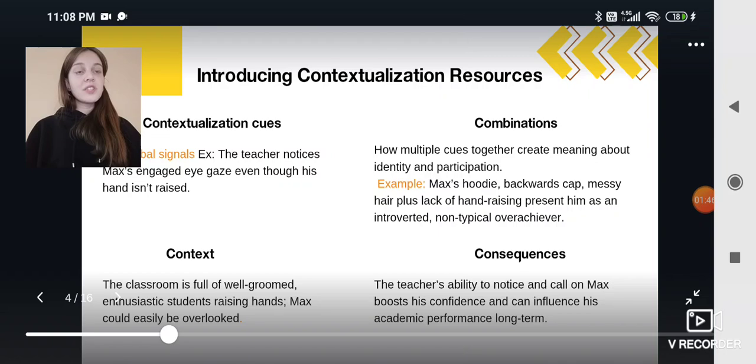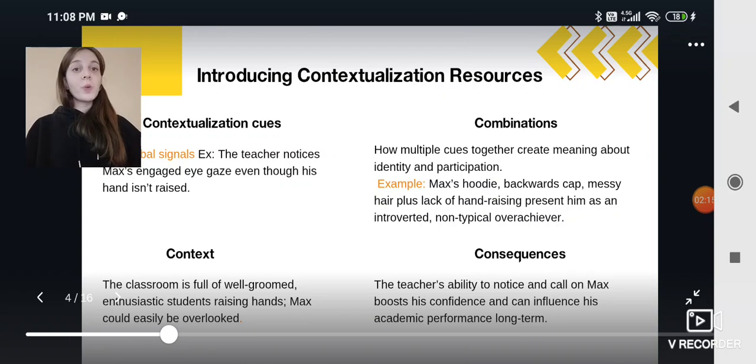As a second type, we have combinations. Combinations are how multiple cues together create meaning about identity and participation. Again, an example: Max's hoodie, backwards cap, messy hair, plus lack of hand raising present him as an introverted, non-typical, and overachieving person. So a teacher can easily understand a student's identity by looking at these signals.